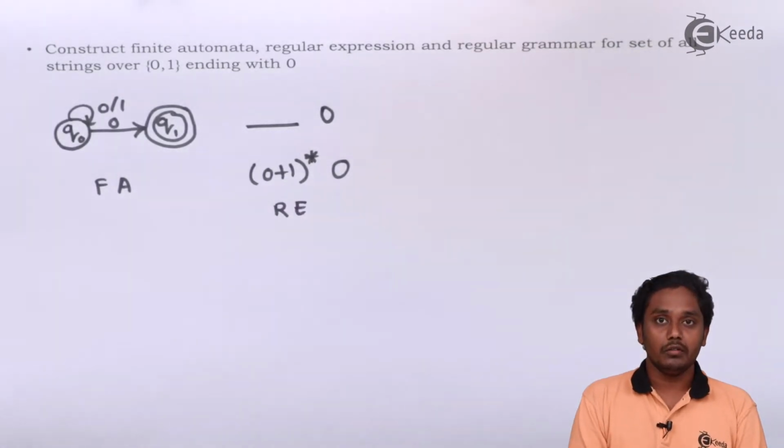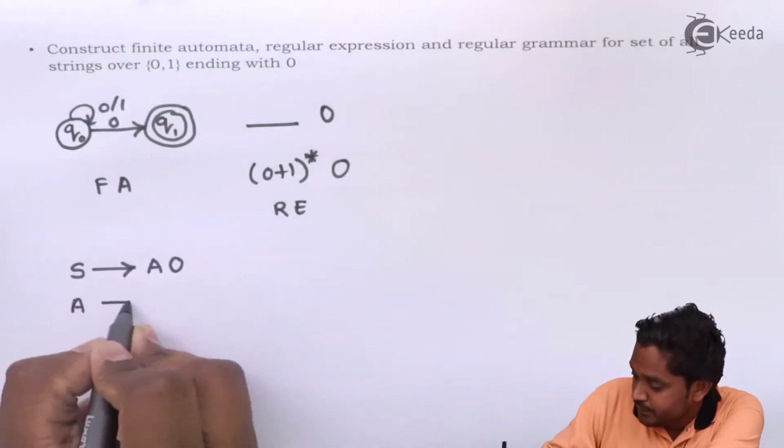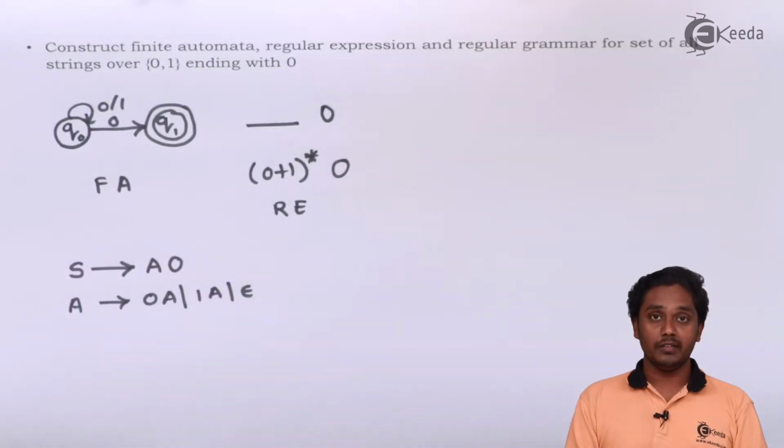Now let us try to draw the grammar for the same language. Here there are two non-terminal symbols used, S and A. The terminal symbols used are 0, 1 and epsilon. Let us try to analyze the grammar. The grammar says that the first production S produces A0, that is it will produce a 0 at the end following A. And what is A producing? A produces 0A, 1A or epsilon. That means A will help us in producing any number of zeros or 1s, that is exactly the (0+1)* in the regular expression. And after that, S will produce a 0.